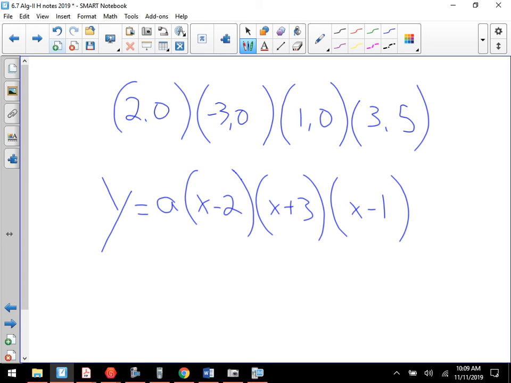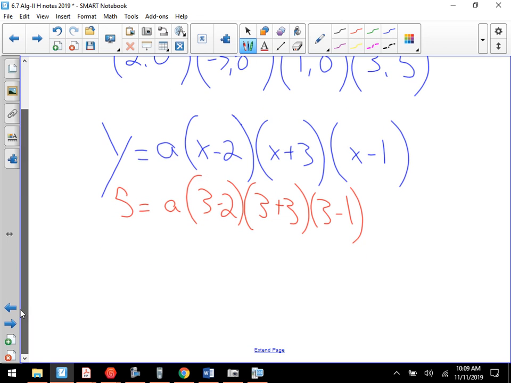Remember when you did intercept form, you had to solve for a? It's the same idea, just added a 0. That's all we have to do. Oh, not the ordered pairs. That makes sense. If those are your zeros, what are your terms? If 2 is a 0, my term is x minus 2. Negative 3 is a 0, what's my term? X plus 3. And so on.